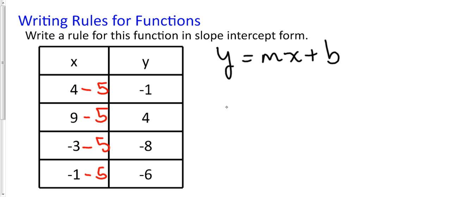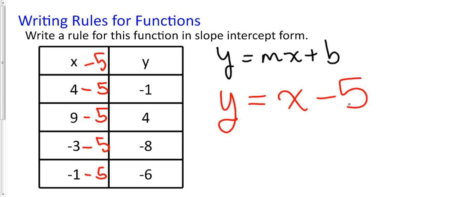So my rule for this is going to be y equals whatever I have here in my x column minus 5. In this case, if this was a line that I needed to graph, my slope would be 1 because of the understood 1 as my coefficient, and my y-intercept would be -5.